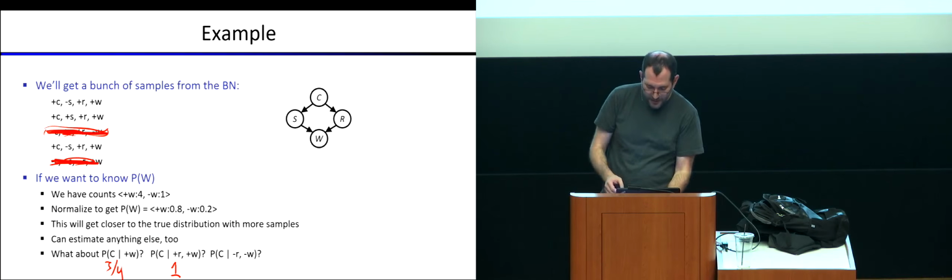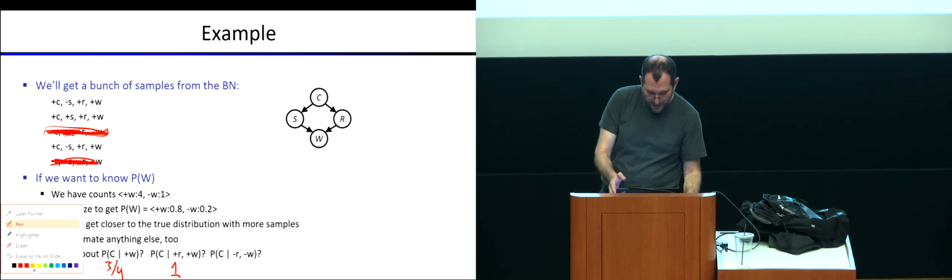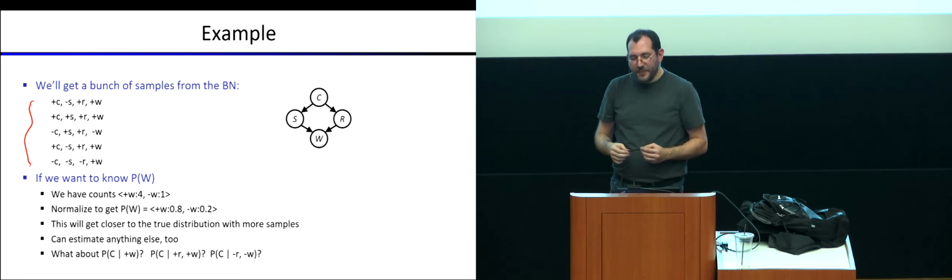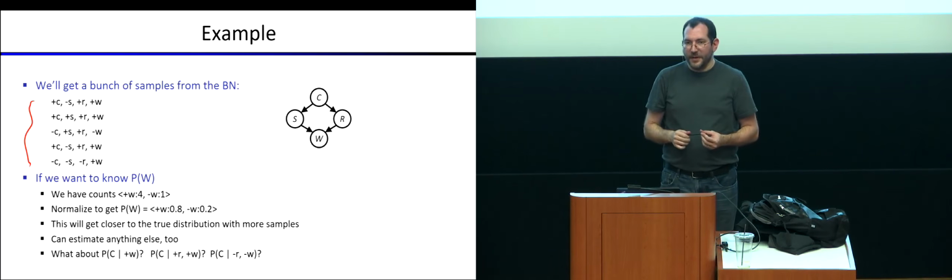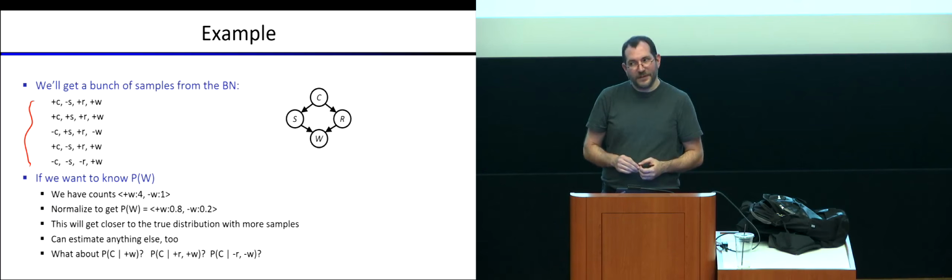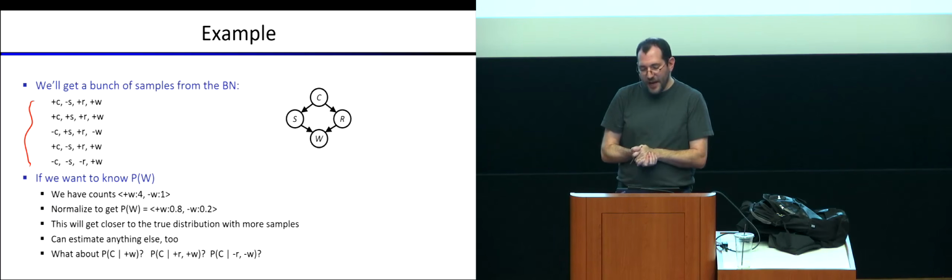Here's an interesting case. What's the probability of cloudy given minus R and minus W? So I look through my samples, and I say, how many samples do I have for this condition, minus R minus W? Uh-oh, I have no samples for that. So I can't even answer this question yet.